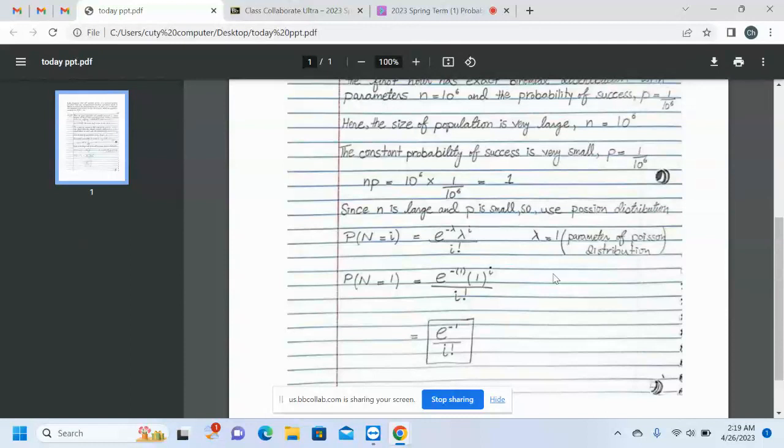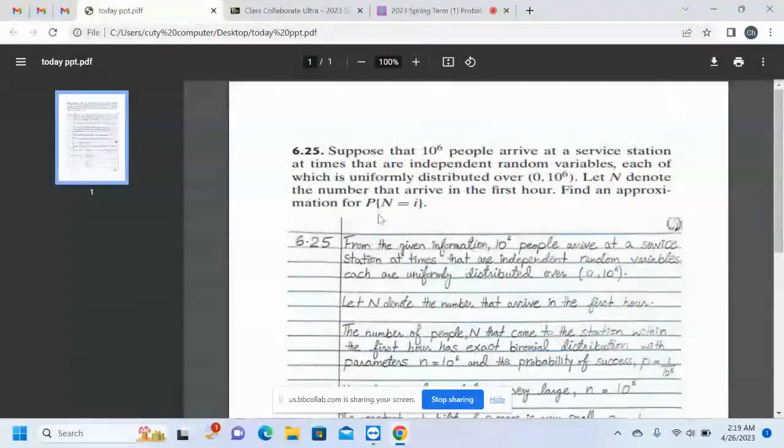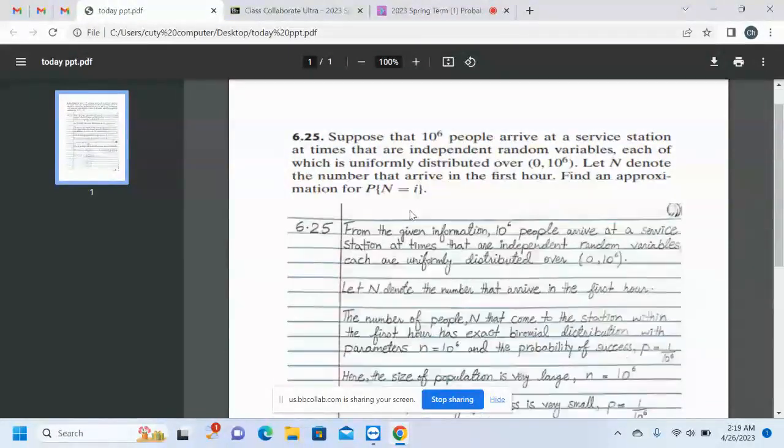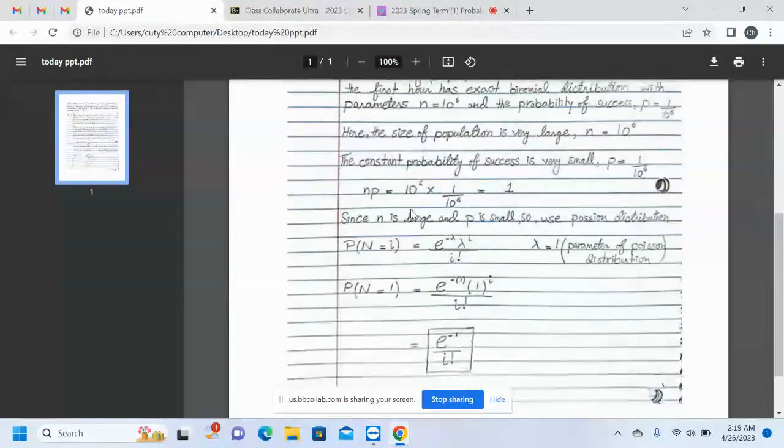Why still i factorial? Isn't that n equals 1? Lambda is equal to 1. This is the parameter of the Poisson distribution, and we have to find in the question that N is equal to i. Oh, equals to i, I see, I see. Yes, Professor. The sample space is 10 to the 6, so consider from 0 to 10 to the 6. I see. Yes. All right. Okay, great. Thank you.